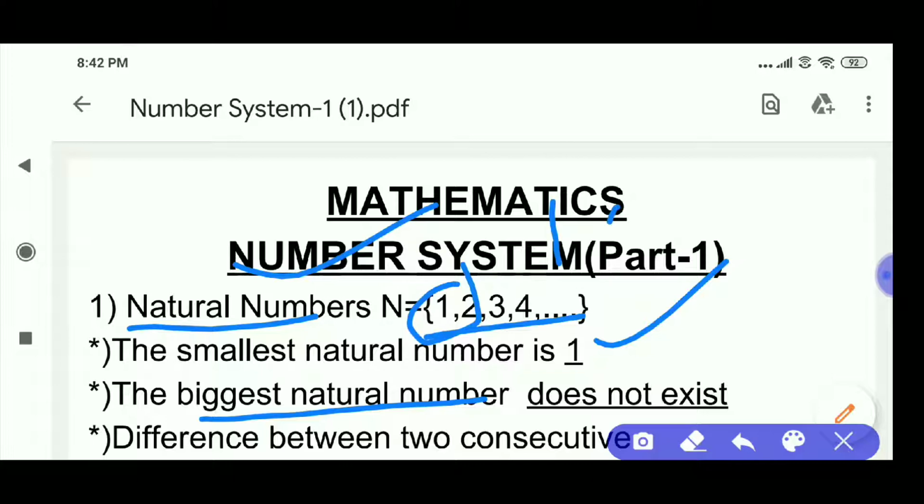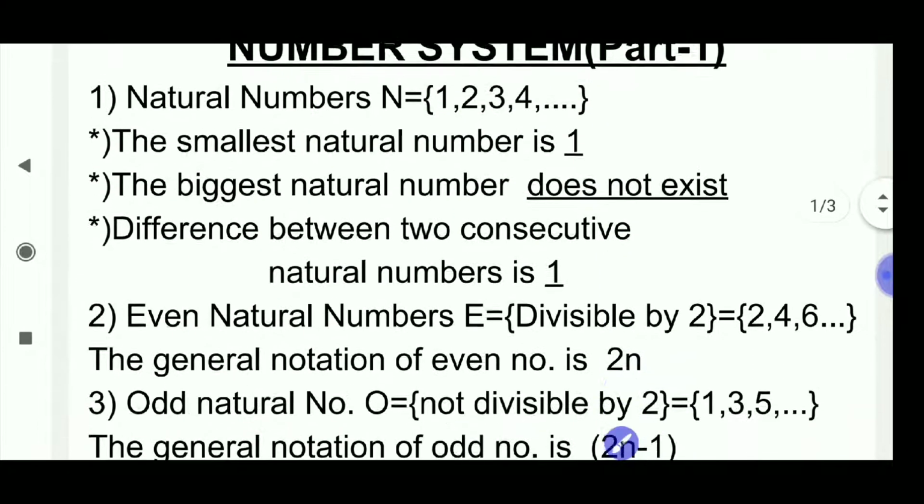If you say 100, the next one is 101. If you say 1000, the next one is 1001. If you say 1 lakh, the next one is 1 lakh 1. So, the biggest natural number does not exist.